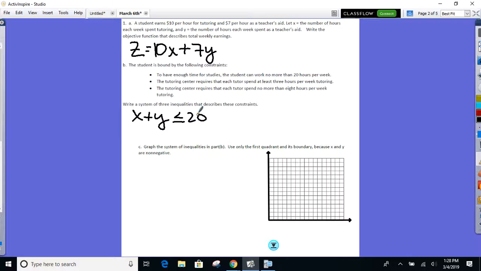Next restriction. If you're going to tutor, you've got to spend at least 3 hours tutoring. What variable is tutoring? At least 3 hours you've got to tutor. X greater than or equal to 3. And the third and final restriction, if you're tutoring, you can't do more than 8. So what variable still? X, but now less than or equal to 8. So there are the 3. We've got to graph, shade, and find where they intersect. So you've got your inequalities, flip it over because it's time to graph.